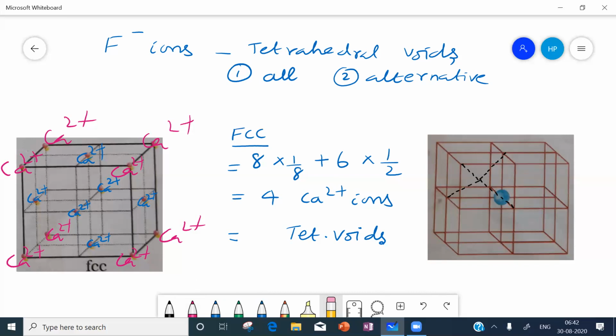Sir, so first we will see what a tetrahedron is and what a tetrahedral void is. We will go for a tetrahedron and a tetrahedral void first. Now this is one corner. This is one face center. This is one face center. This is one face center.